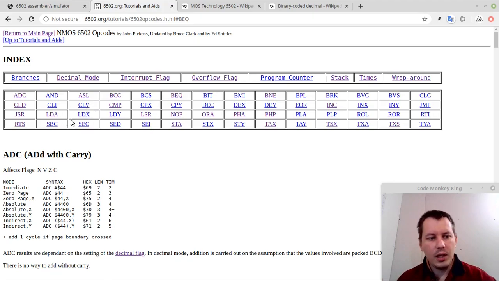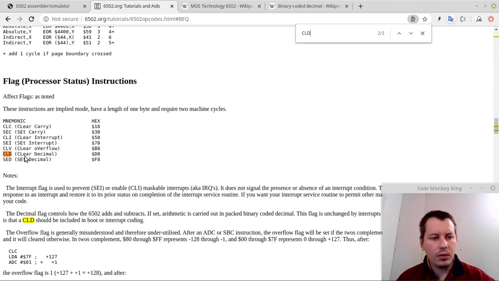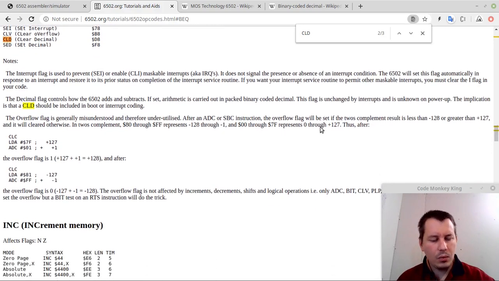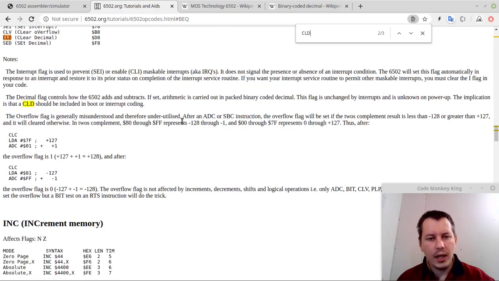So we have two commands, CLD and SED. Clear the decimal flag and set the decimal flag. And depending on this, we will have different ways of how add and subtract are going to work. So by setting or clearing this decimal flag, the way the add with carry or subtract with carry works is going to be different.